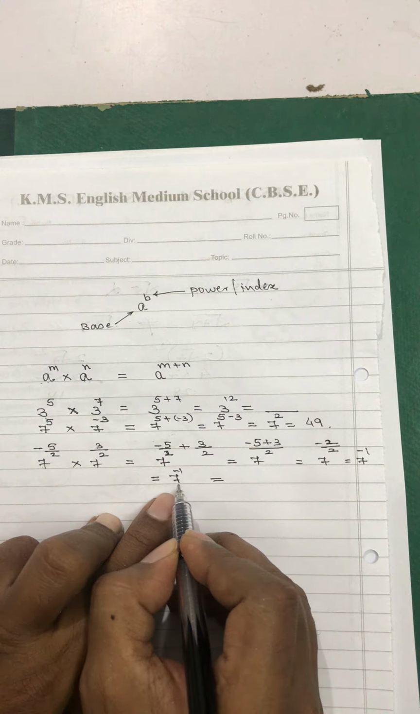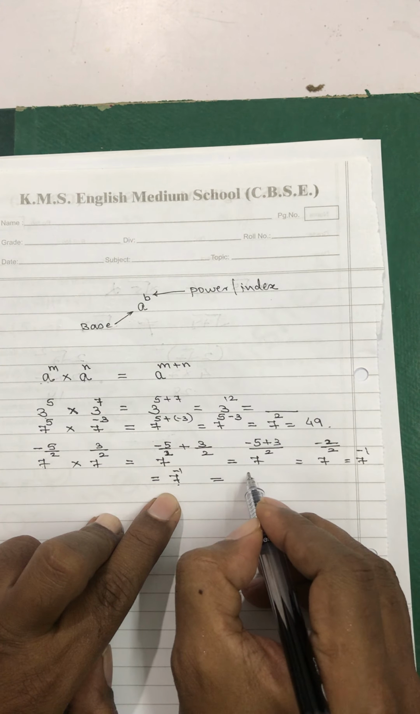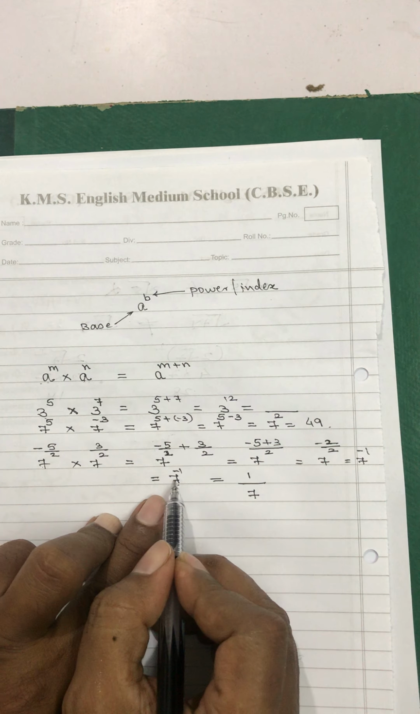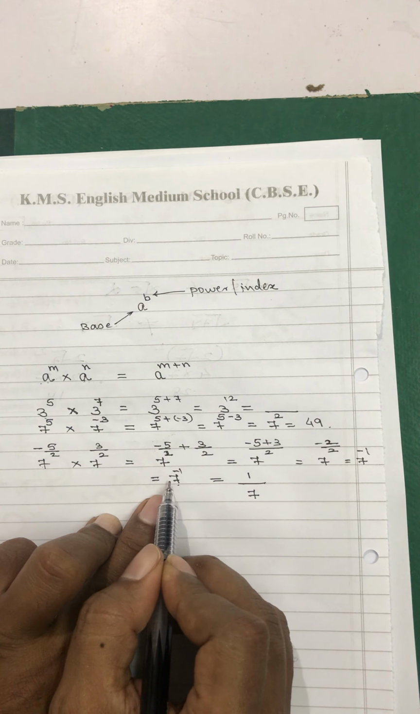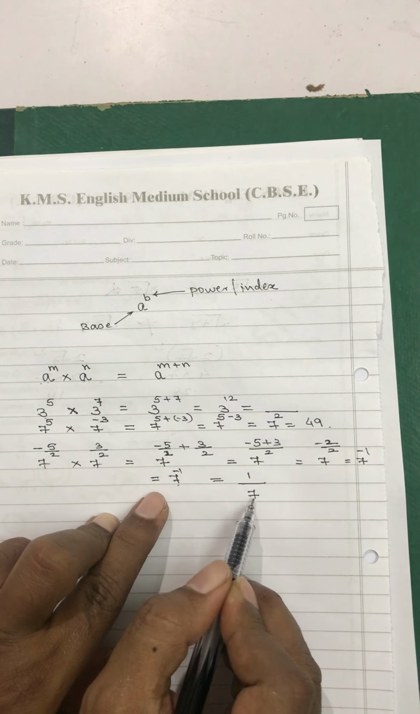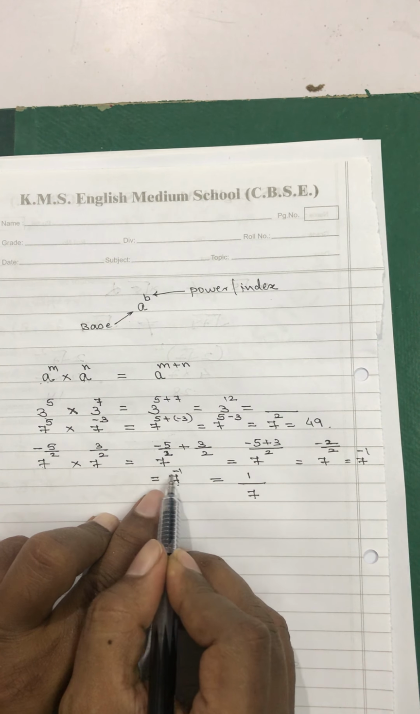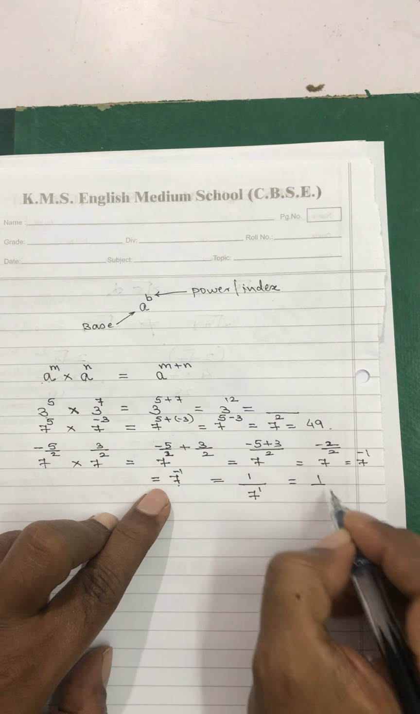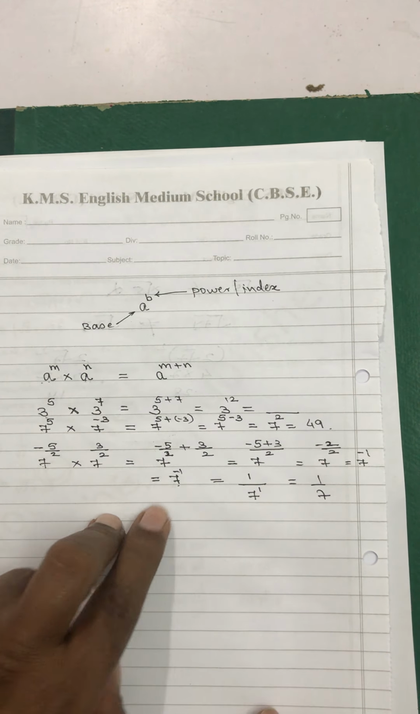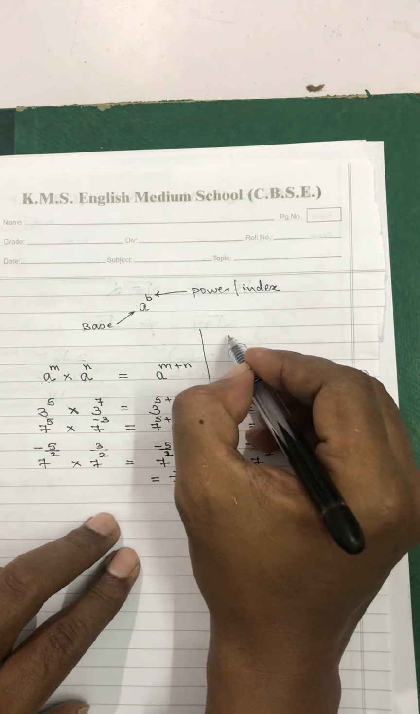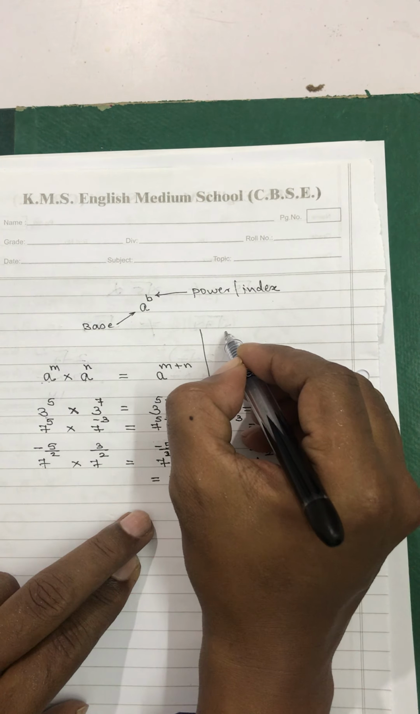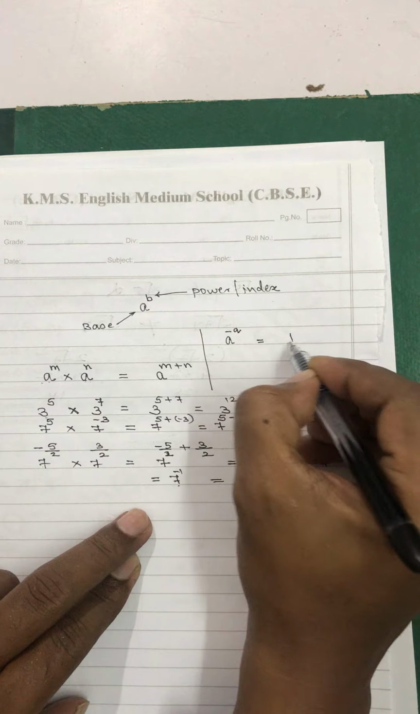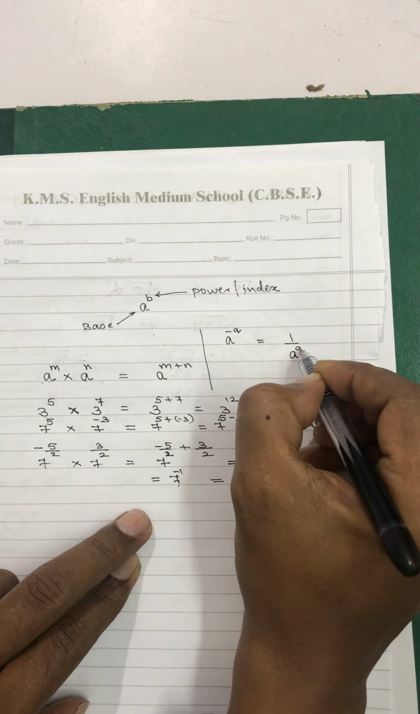Now 7 is in the numerator. I will shift it to the denominator. It will become 1 upon 7. The moment I shift this base from numerator to denominator, the sign of the power of the base, minus 1, will change. It will become 1, and that is nothing but 1 upon 7. This is one more rule: anything a raised to the power of minus q will become 1 upon a raised to the power of q.